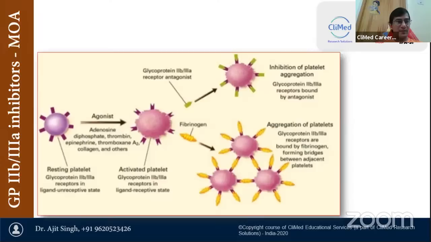So this is nothing but the mechanism of action. As we can see here, this is the resting platelet, and these are the glycoprotein 2b3a receptors which are on the surface. Then these are activated by the tissue factors.